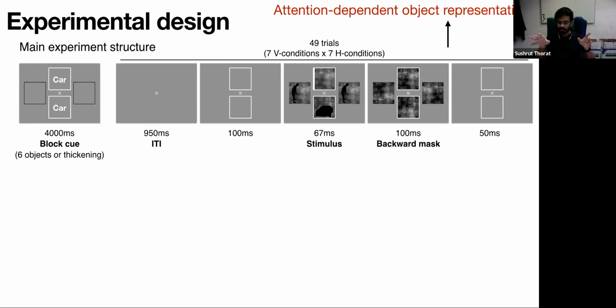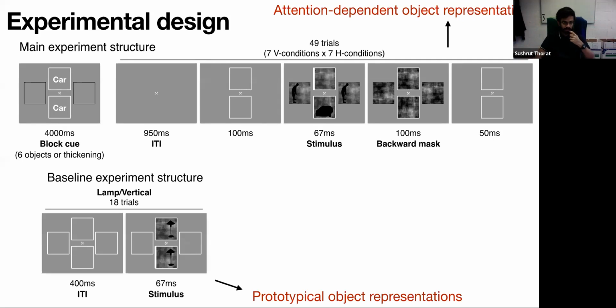So this experiment will give us attention dependent object representations. If we just focus our analysis on horizontal conditions, we'll get horizontal object representations, which are dependent on what object you are looking for. So the stimulus stays the same, the attention condition keeps changing. In the baseline experiment, we have blocks of objects. So in a particular block, you'll be shown exemplars of the same object, either in the vertical condition or the horizontal condition. This we do to obtain prototypical object representations for, let's say, lamps or beds or humans, which we will compare the main experiment object representations with.